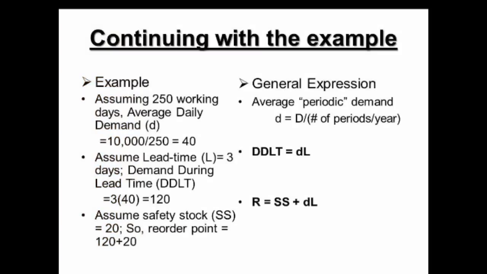Let's assume that there are 250 working days and therefore the average daily demand is going to be d. That is calculated as 10,000 divided by 250, which is 40.